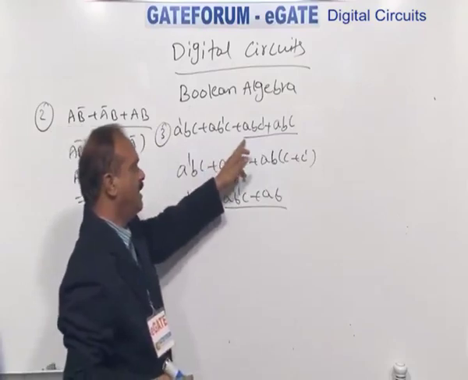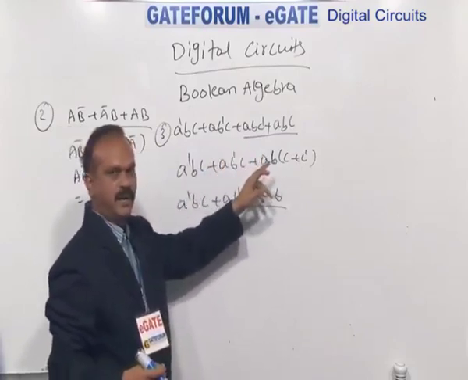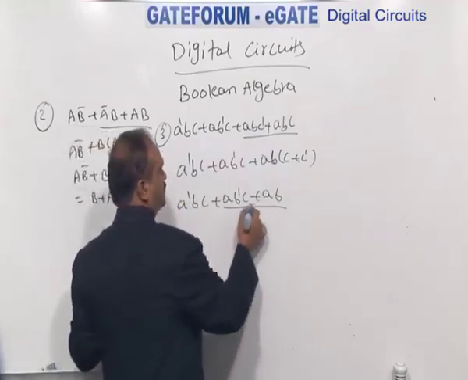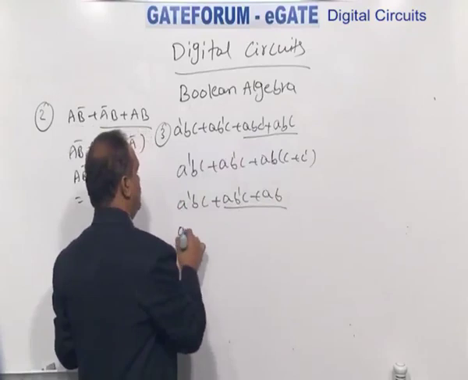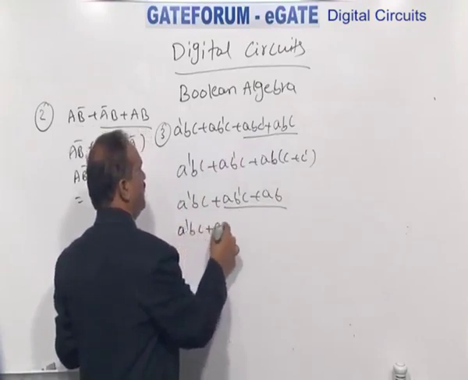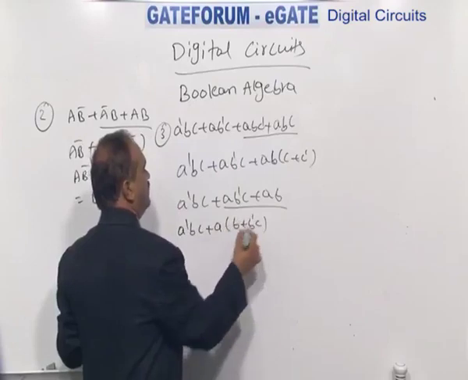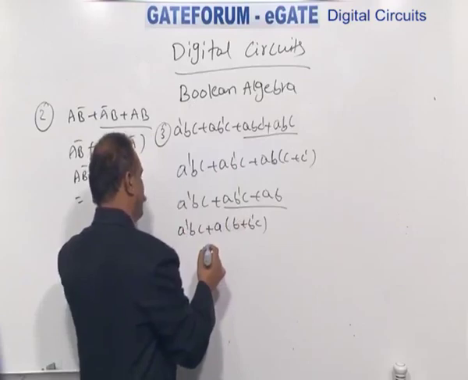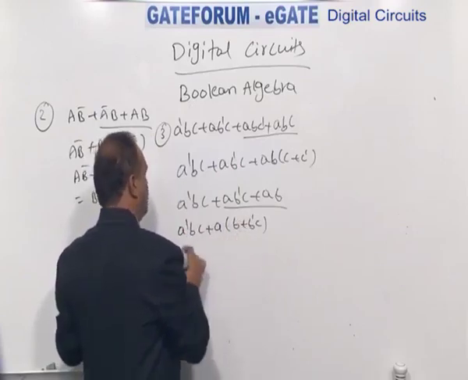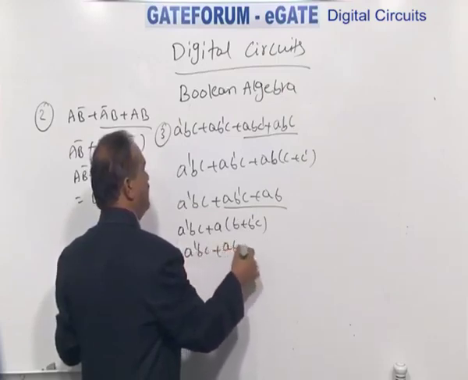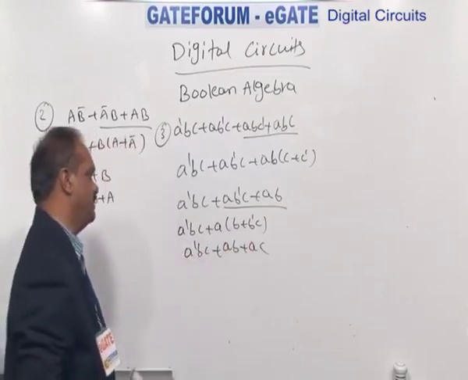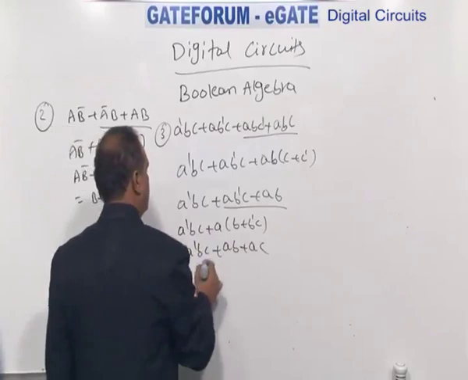The first step is I have taken AB common, so you can write C plus C bar, and we know that C plus C bar is 1. And now in the last two terms, I am taking A common: A bar BC plus A, B plus B bar C. So B plus B bar C is only B plus C. So you'll get A bar BC plus AB plus AC, because B plus B bar C can be written as B plus C. So you'll get AB plus AC.